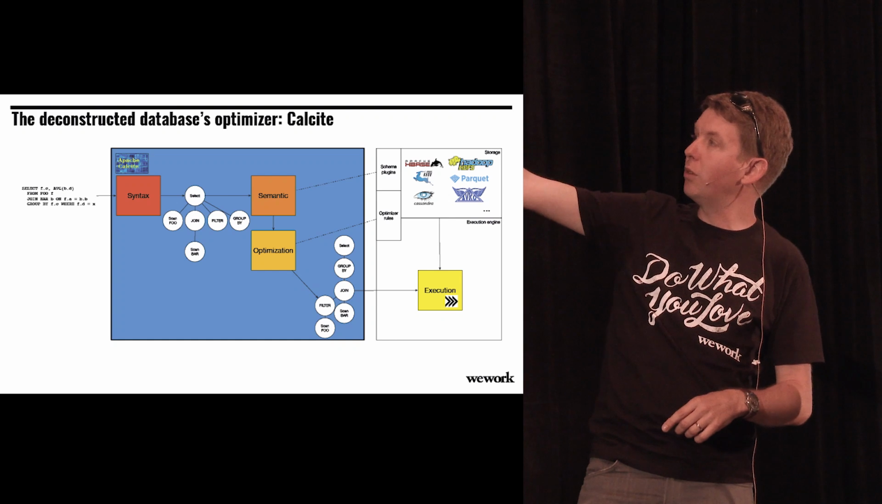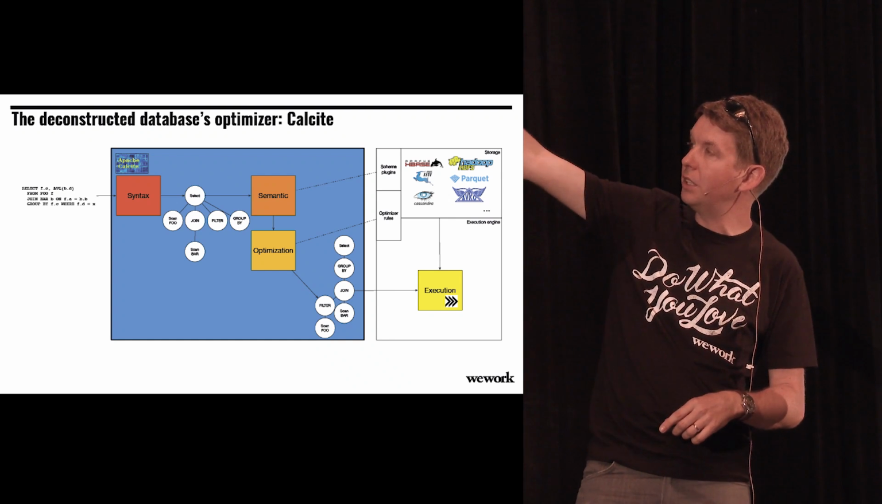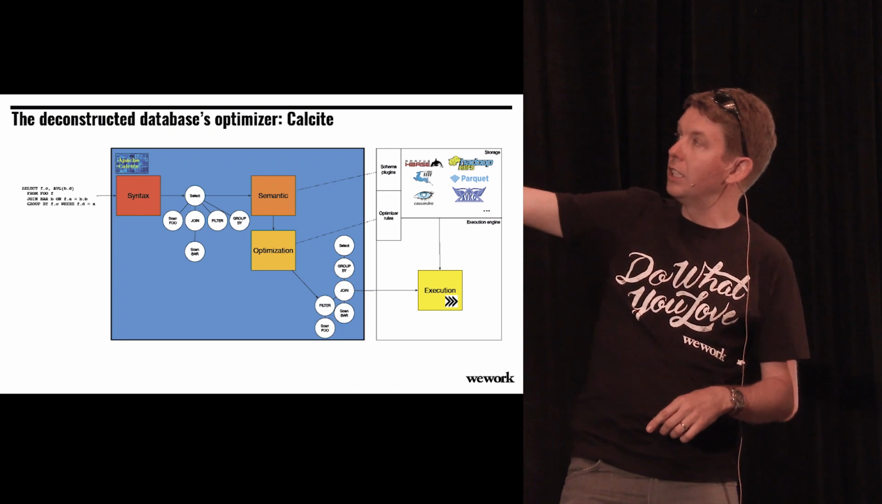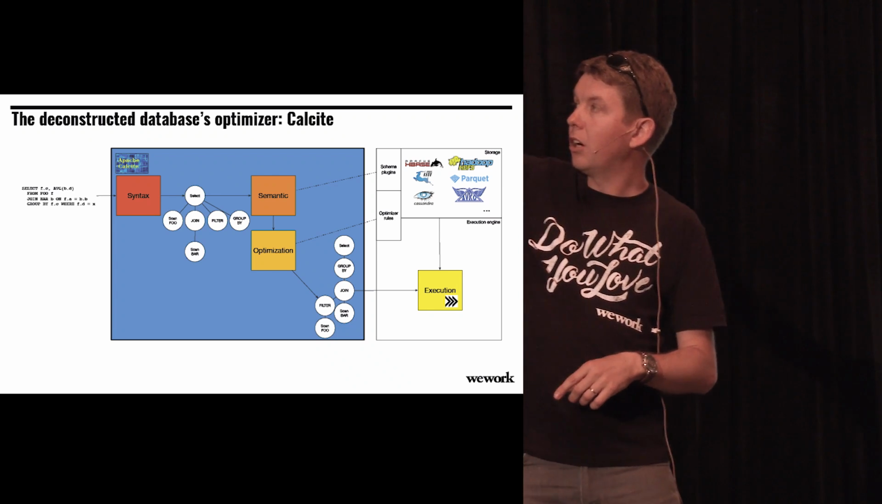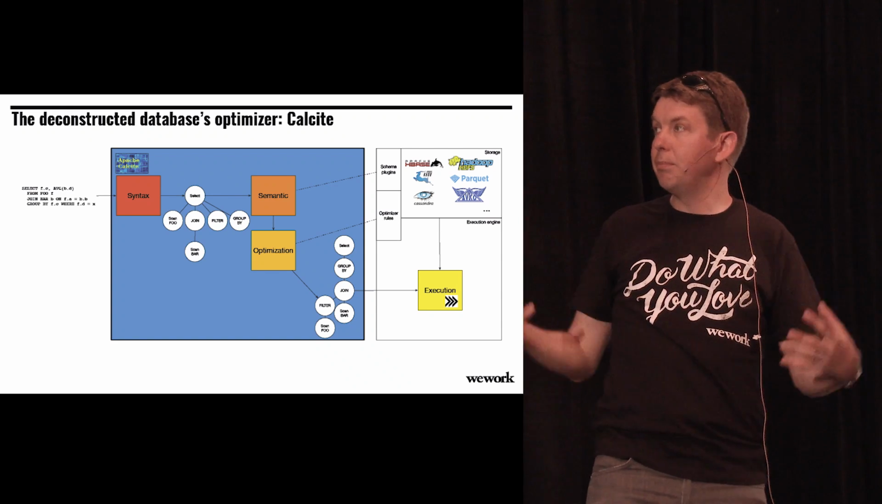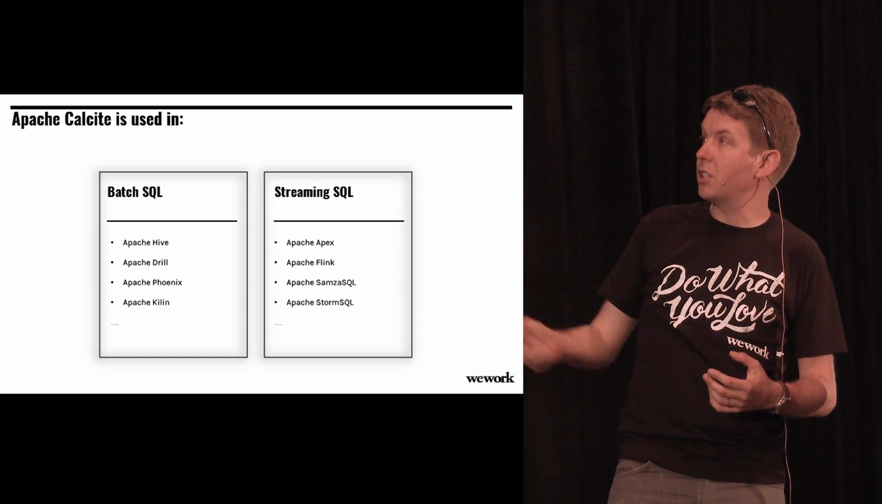So you can imagine you have all those storage things, and you can have little plugins, and you can have optimizer rules that are either specific to the storage layer or specific to the execution layer. And that powers a lot of different projects.